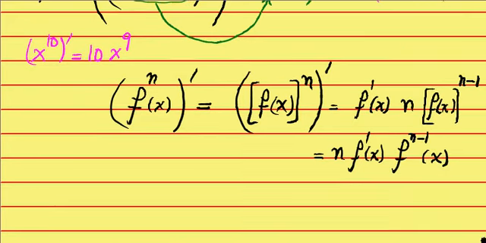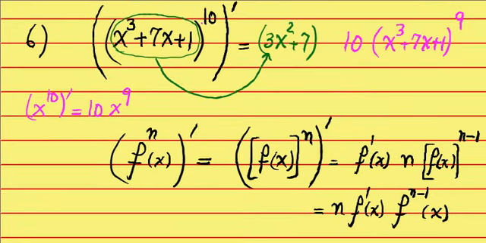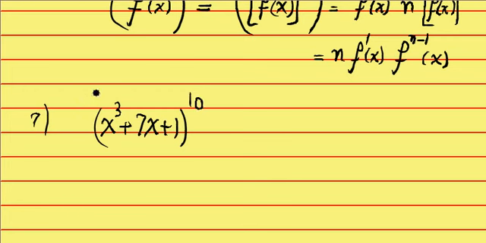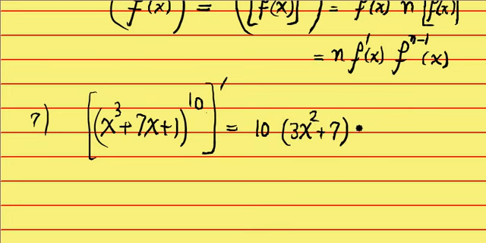Let's see if we understood how to do this thing. So suppose I take the same example as I had here, example 7, x cubed plus 7x plus 1 raised to power of 10. Want to differentiate this whole thing. Take the exponent up front, write the derivative of the base, take the base and raise it to 1 less exponent than before.